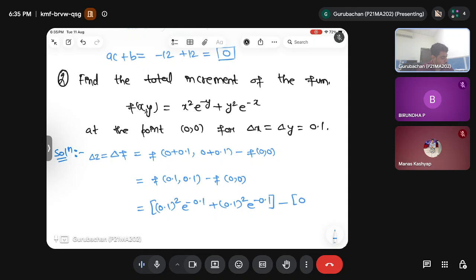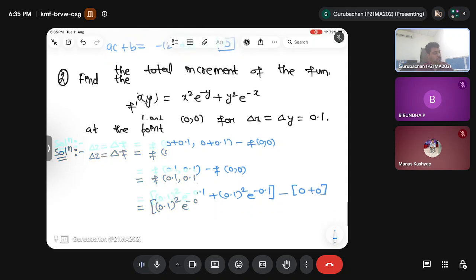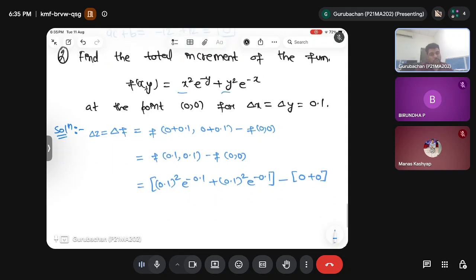Obviously both the terms have the multiplication of x square and y square, so this will be 0. In fact this will be 2 times 0.01 minus 0.1. So this is nothing but 0.018. I hope it is clear.